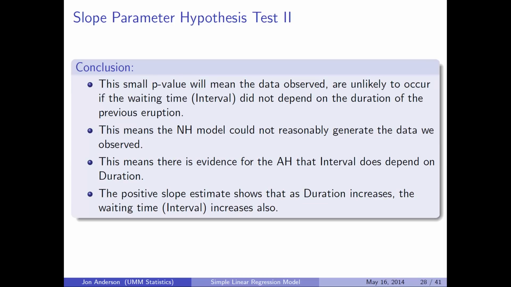Please pay close attention to these conclusions, because these are how I'm going to want you to do your conclusions on your exams and on your homework and quizzes. The small p-value means that the data are inconsistent with the null hypothesis, and that means there's evidence to doubt the null hypothesis, and there's evidence to support the alternative, that there is a relationship between the waiting time and the previous eruption duration, and that means there is evidence that the underlying slope parameter value is not 0.